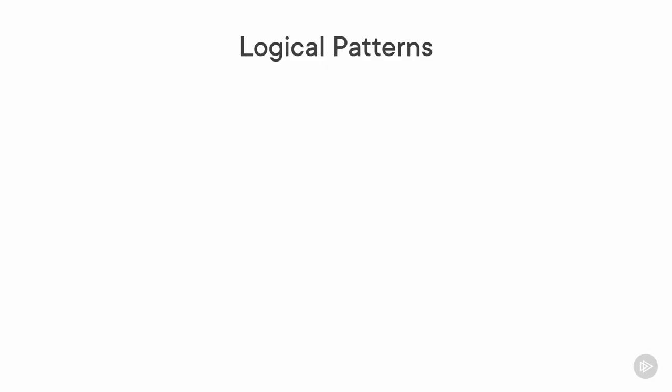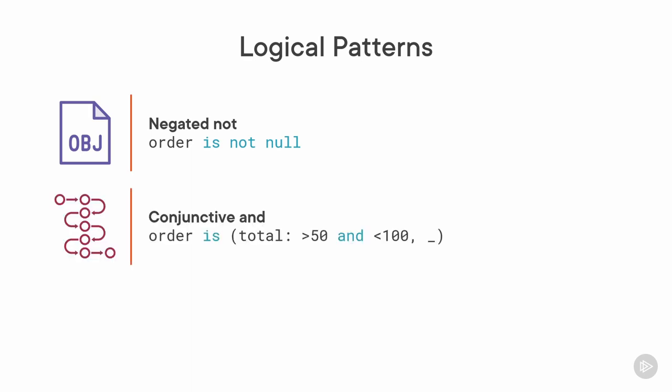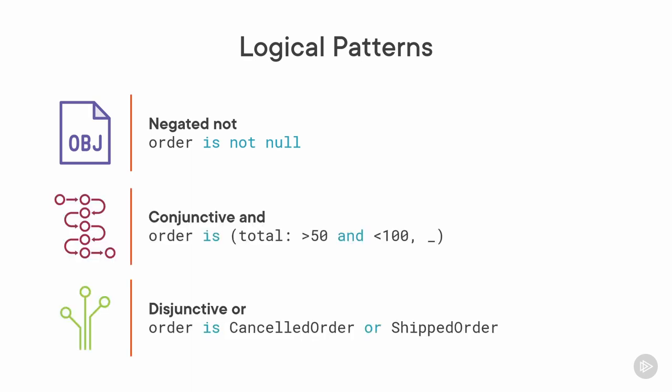C# also introduces a set of logical patterns. This works very much like when you write an if statement that uses the operator and as well as the or operator. There is also a negation pattern. These different logical operations are called negated not, conjunctive and, disjunctive or.